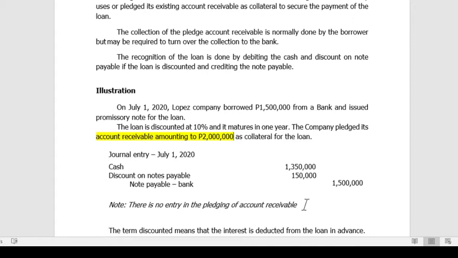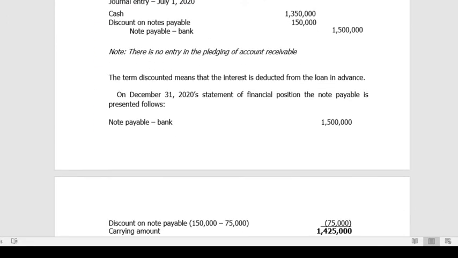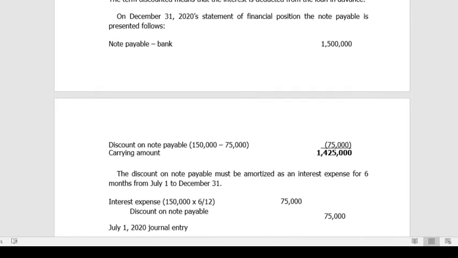Kaya nga pansinin mo, ang entry niya lang dyan is debit cash 1,350,000, debit discount on notes payable 150,000, and credit note payable 1,500,000. So there is no entry in the pledging of accounts receivable because it is included as a note to the financial statement.